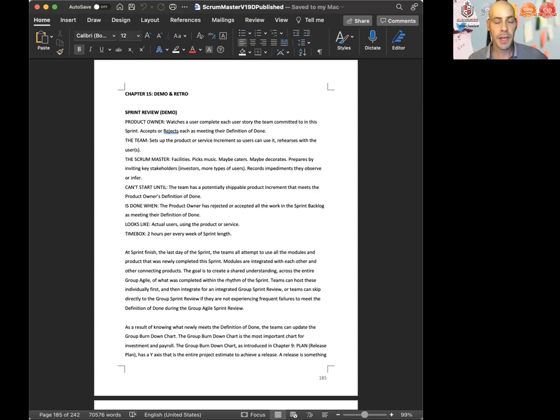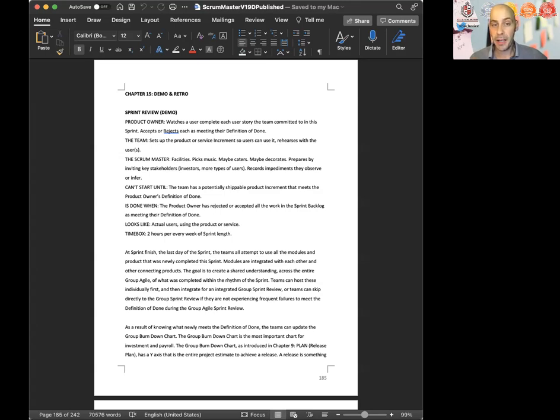The Scrum Master facilitates, picks music, maybe caters, maybe decorates, prepares by inviting key stakeholders, investors, more types of users, records impediments they observe or infer.